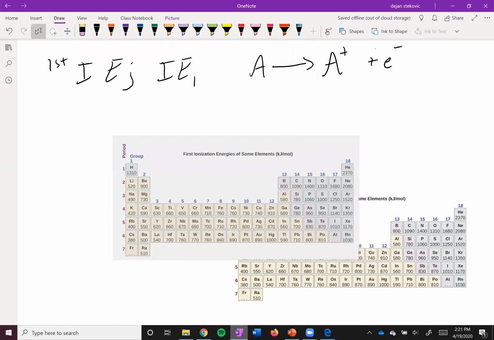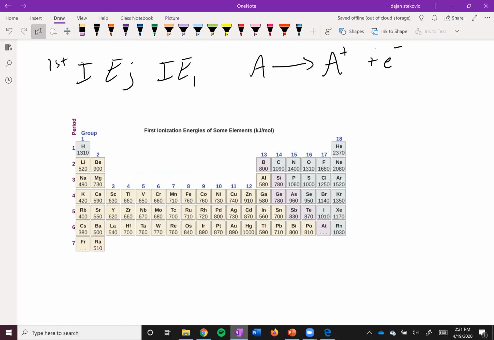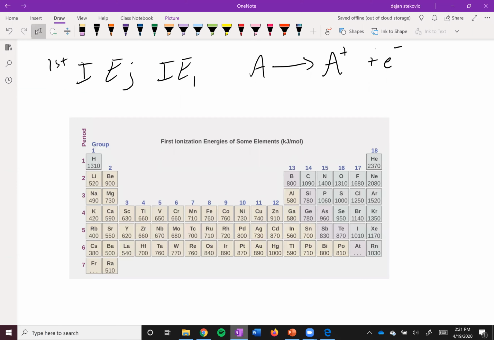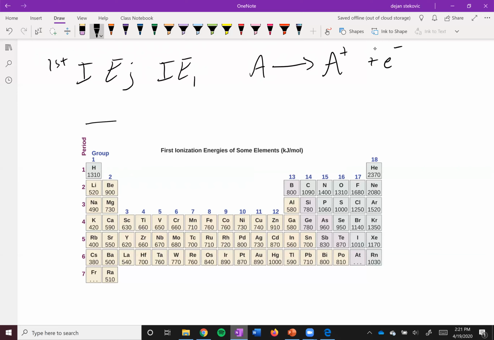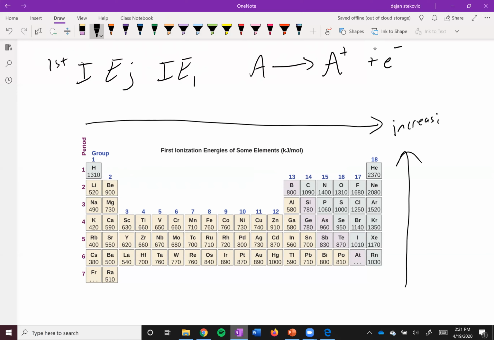So here's a little periodic table with some values in it. The numbers are the amount of energy it takes to remove that first electron. So you can see the overall trend is from left to right, and from bottom to top, we get an increasing ionization energy, or it's harder to remove the electron.